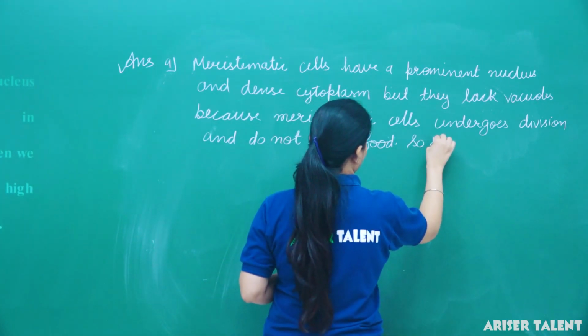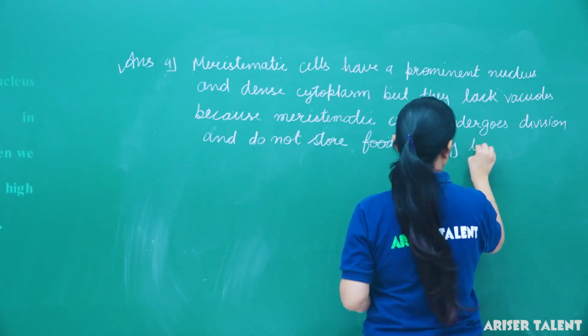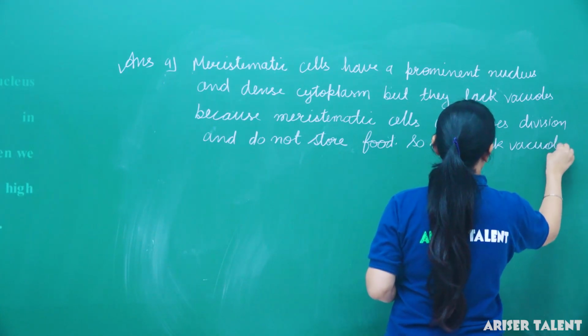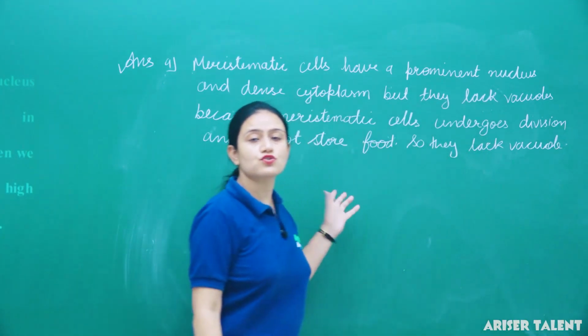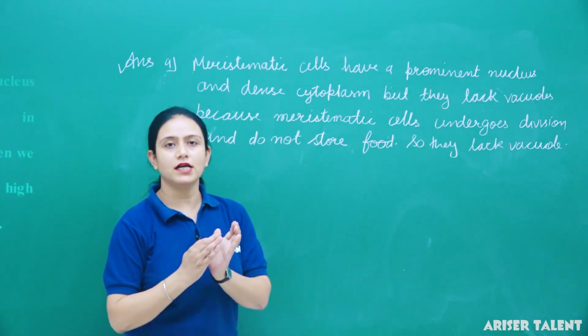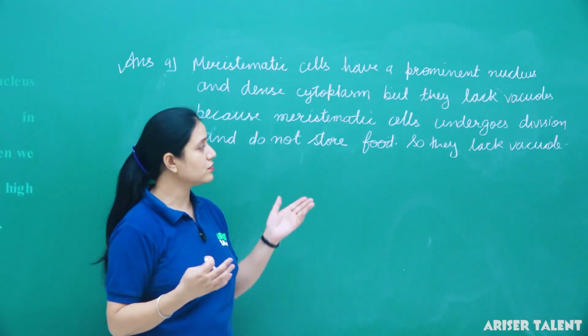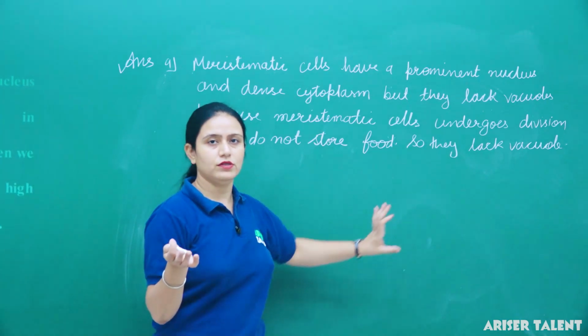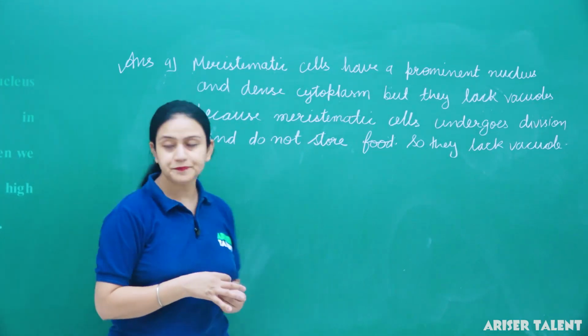So they lack vacuole, because the function of vacuole is to store food, but as the cells are dividing continuously, they do the process of division, so they do not store food. That's why they do not need vacuole. Clear? So this is the answer.